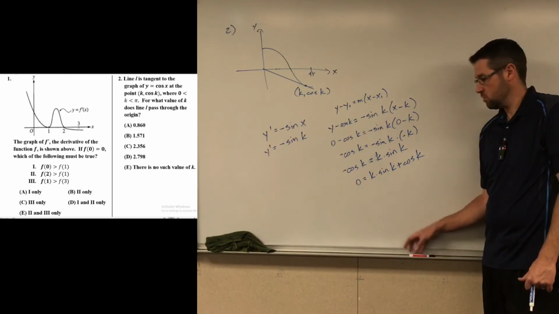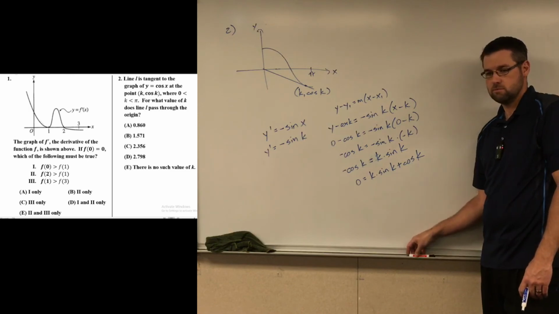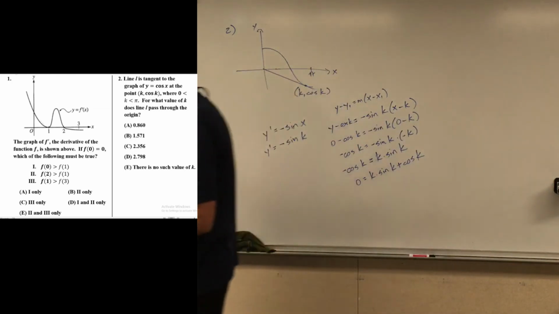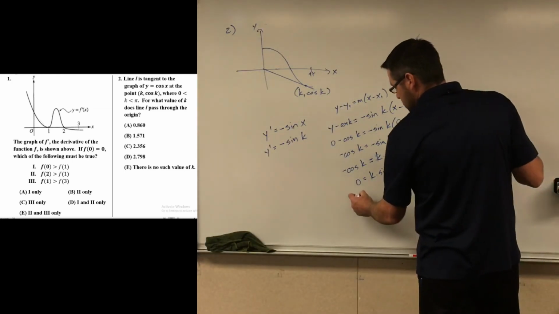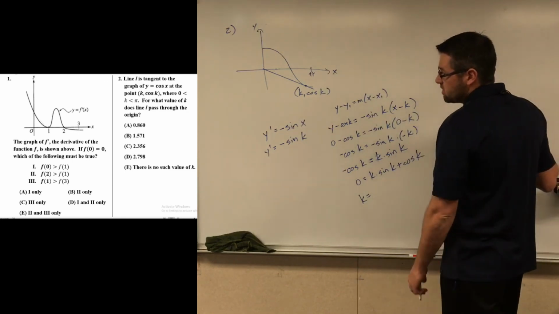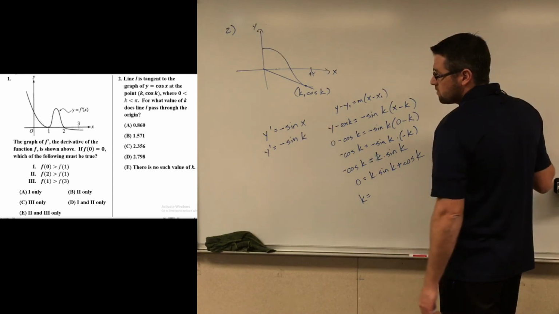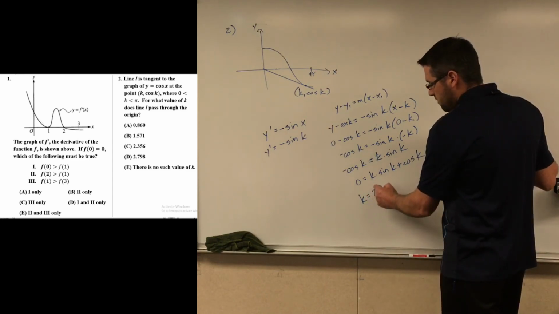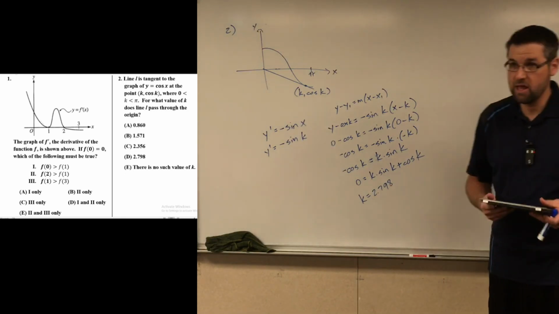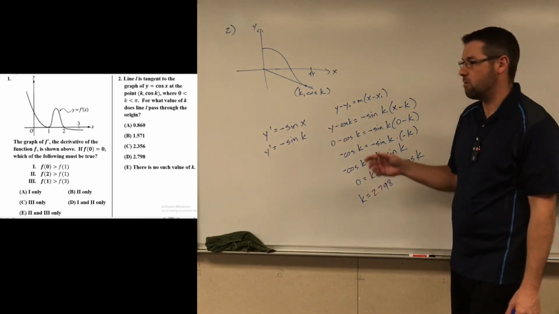Uh-oh. Graph it, find the zeros. Do it. Every one of you got it wrong, so every one of you do it. So we got k equals, what is it? 2.798. You guys agree? Are we okay with that? No, I'm not okay with being wrong, but are you okay with it?